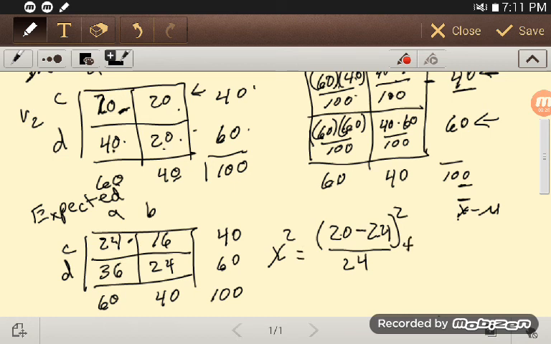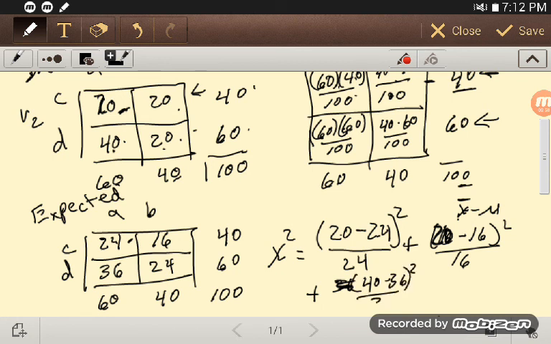So my chi-square number is that, and then plus, do the same thing with the 16. 20 minus 16 squared over 16 plus, oh, I keep looking at the wrong one, sorry, 40 minus 36 squared over 36. I'll get it right this time. 20 minus 24 squared over 24. So there's our chi-squared number, and it's that simple.